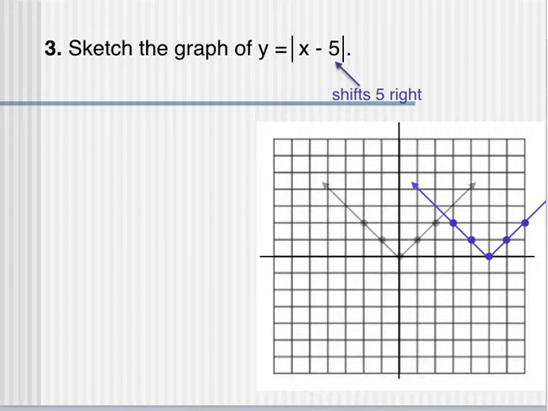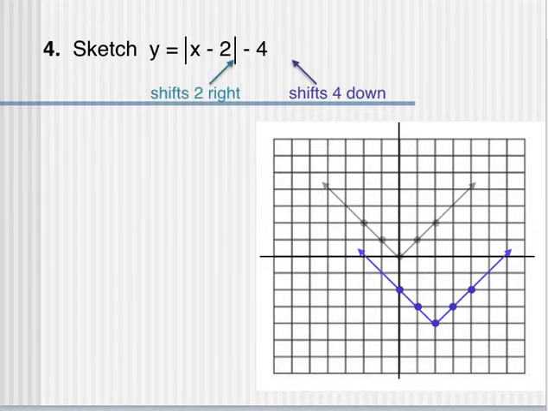Pause here and try question 4 on your own. Check your answer on question 4.